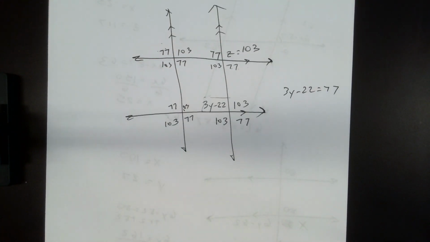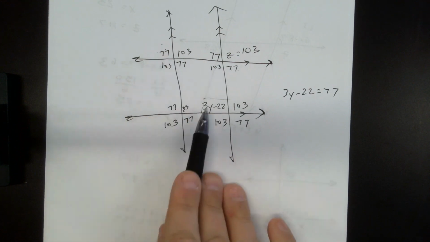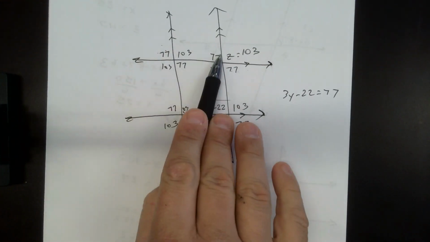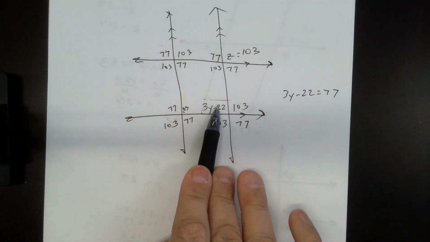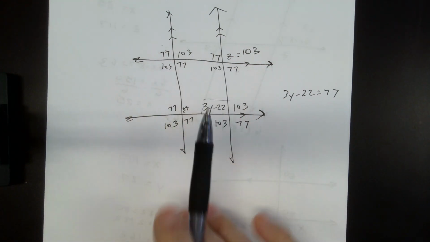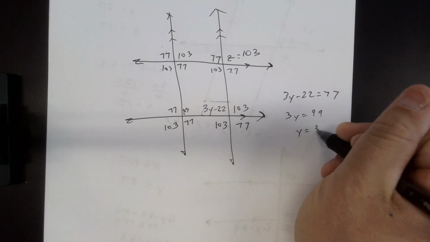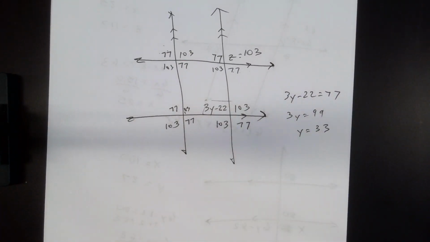You don't have to do all that to be able to figure out what it's equal to. You guys could have seen here, if this is 77, that's 77. Because that is 77 by corresponding, and that's 77 by corresponding. So you can do this to get 3y equals 99 or y equals 33 would be your solution. Now, there's a bunch of different ways to do it. But anyways, any questions on any of those?